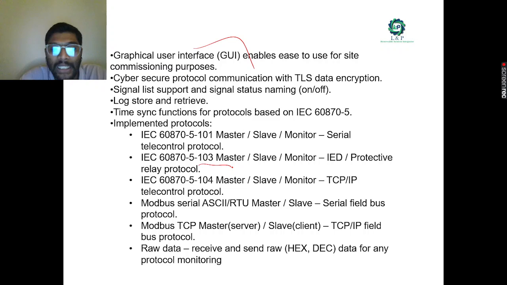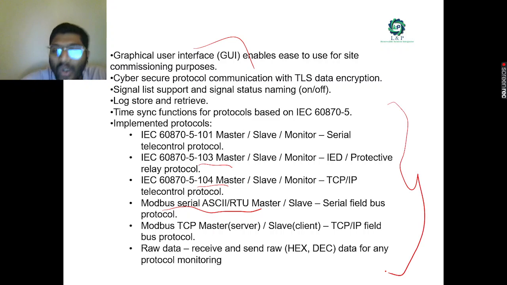If you're going for a TCP/IP telecontrol, you can go for 104. If you're going for serial fieldbus protocols, you can use Modbus serial ASCII or RTU masters, or if you're going for a TCP master, you can go with that. If you want to see the raw data, hexadecimal or decimal values, for protocol monitoring purposes, you can implement all these protocols with the help of this WinCC, and most importantly inside the gateways that you're going to use.